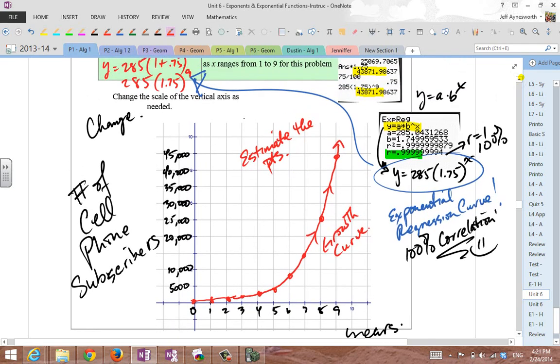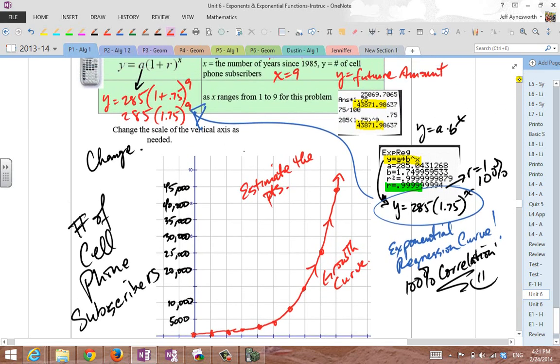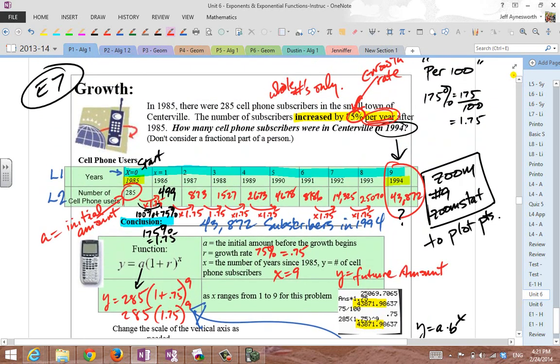Boy, I put a lot together there. That's a big example of how to use technology and how to determine the function of a situation where you're increasing by a fixed percentage every year. This is obviously important. You can always use this growth function.